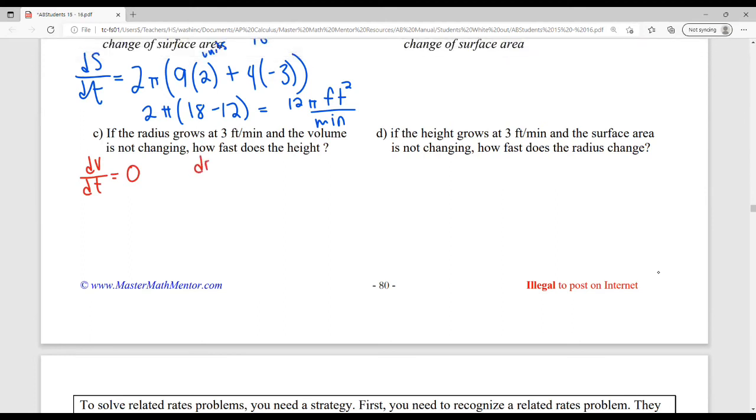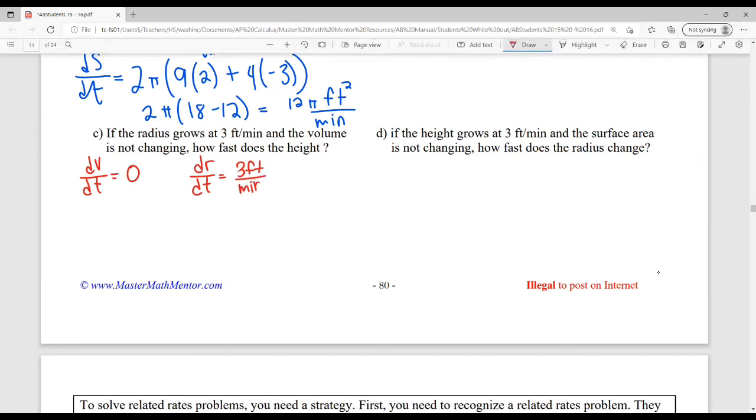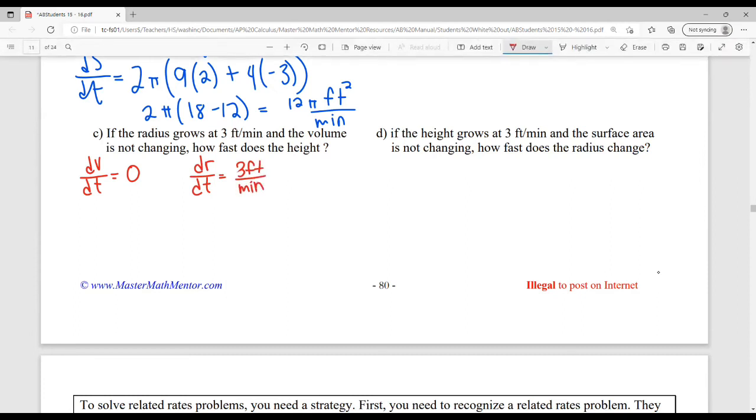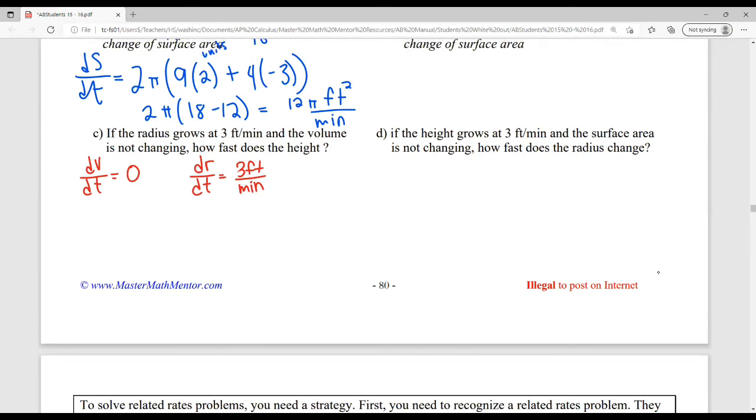They've also told me that the radius, dr/dt, is growing at 3 feet per minute. And what are they actually asking for? How fast is the height changing? So we're actually finding dH/dt. So what does dH/dt equal? It says volume, so we're going to use the volume formula.